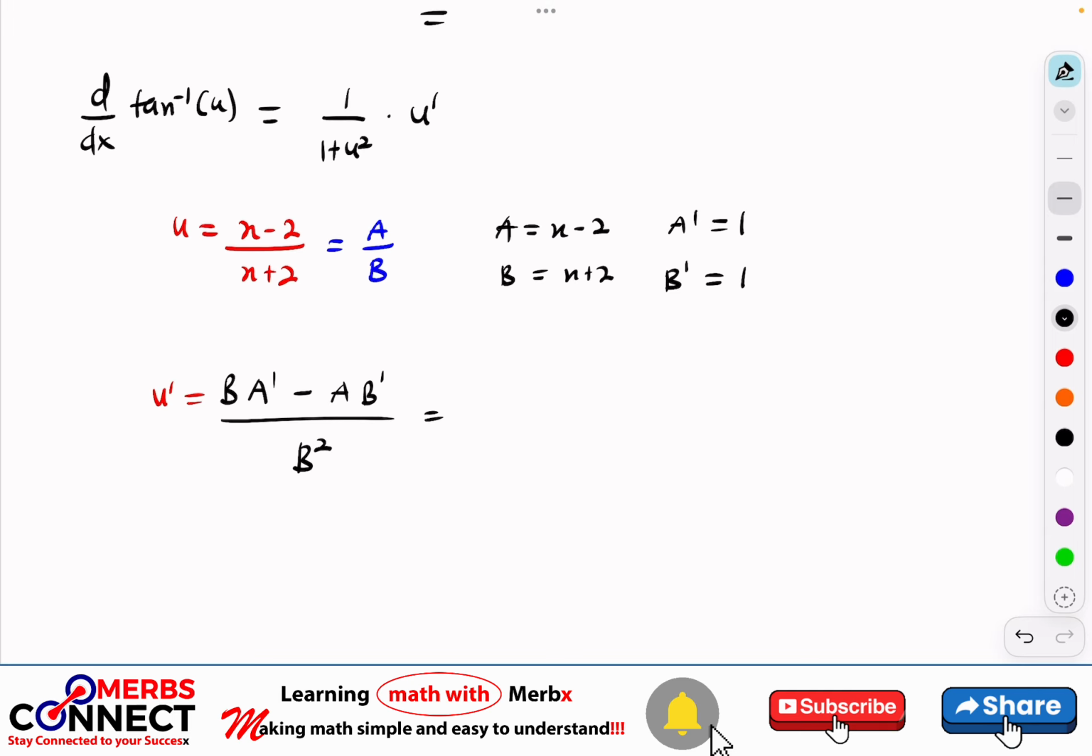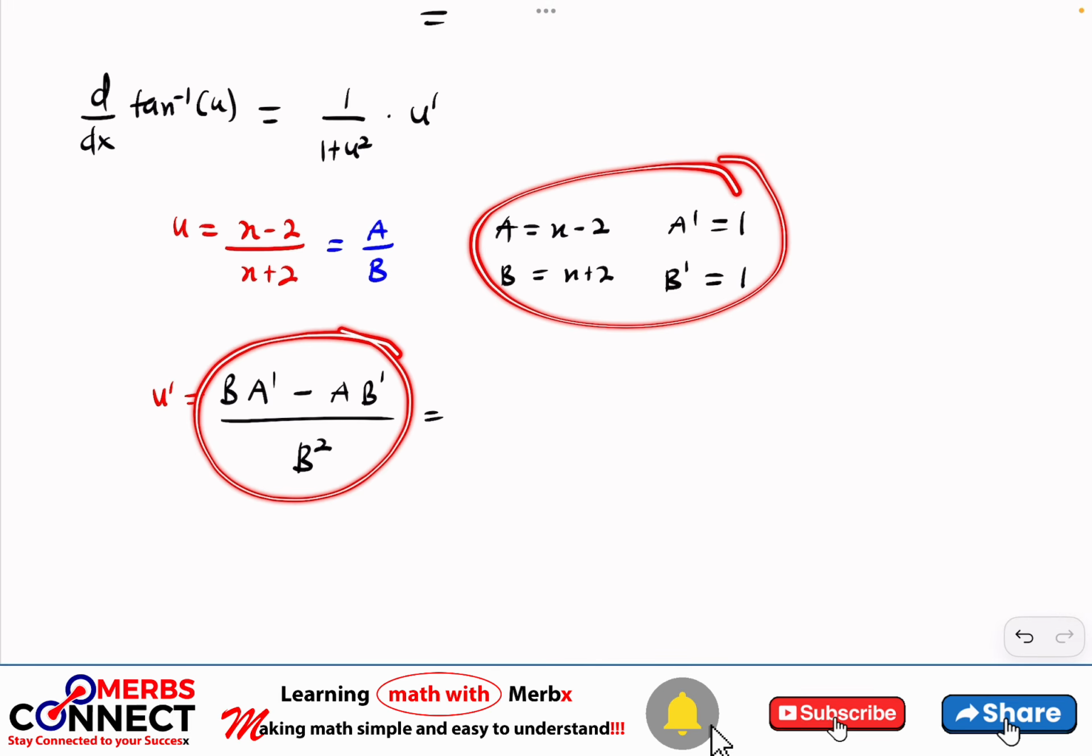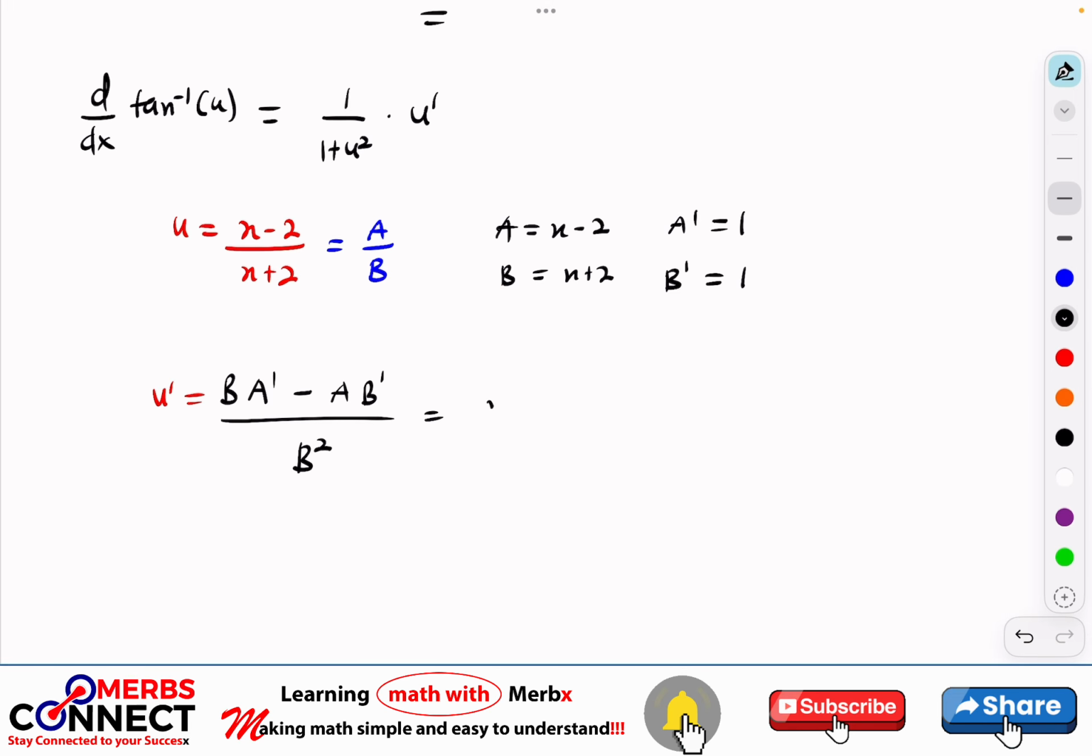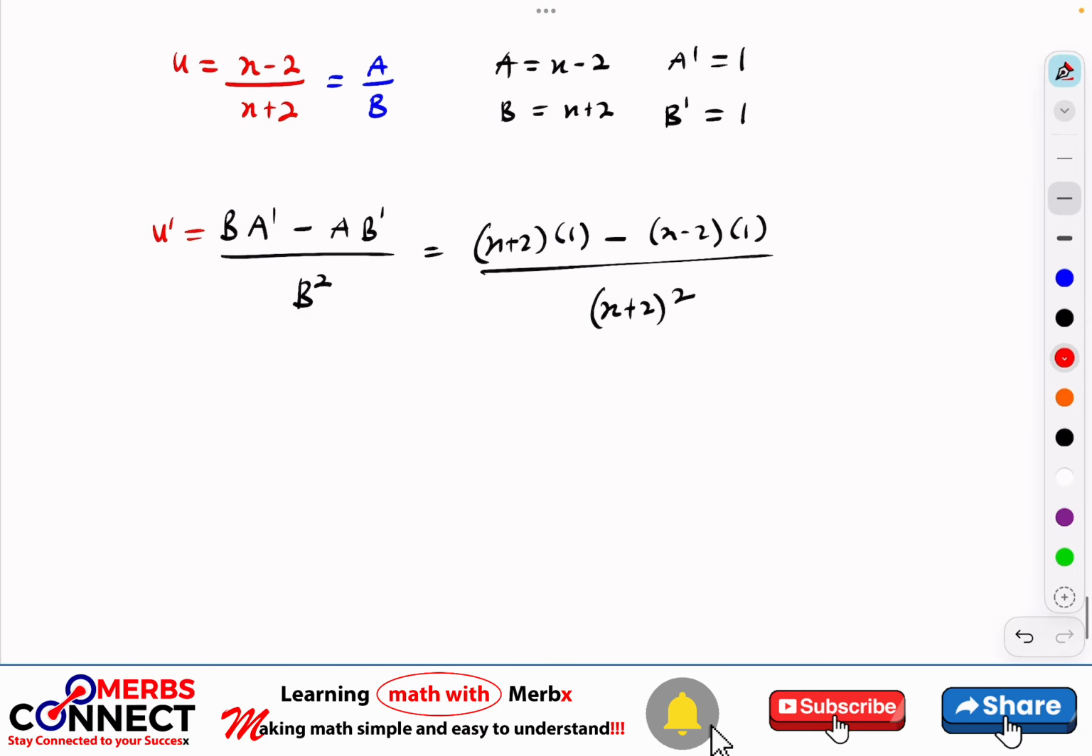So let's just do substitution from this into this. So b is x plus 2 times a prime is 1 minus a is x minus 2 and b prime is 1, all divided by b squared, which is x plus 2 whole squared. Now we can try to simplify this. Let's do that. X plus 2 minus x plus 2.